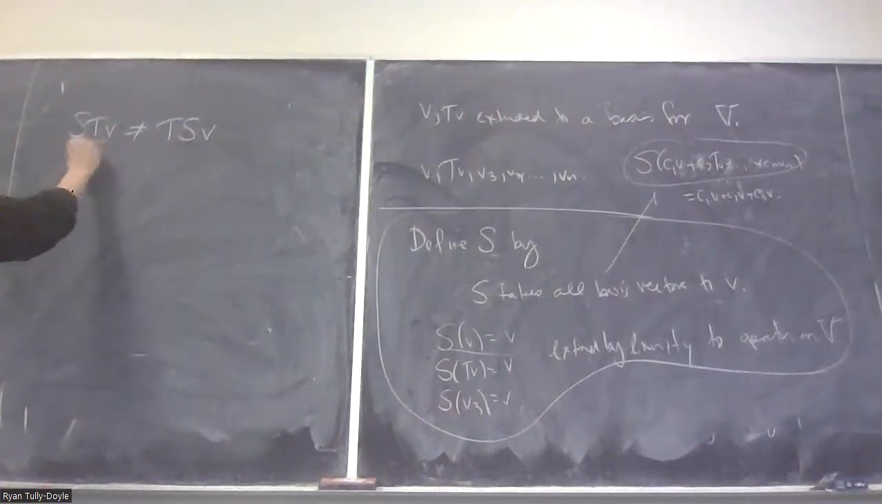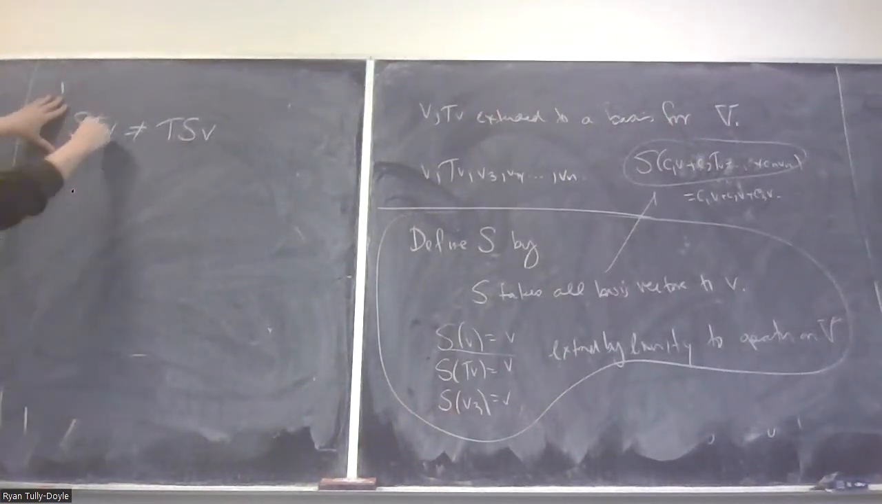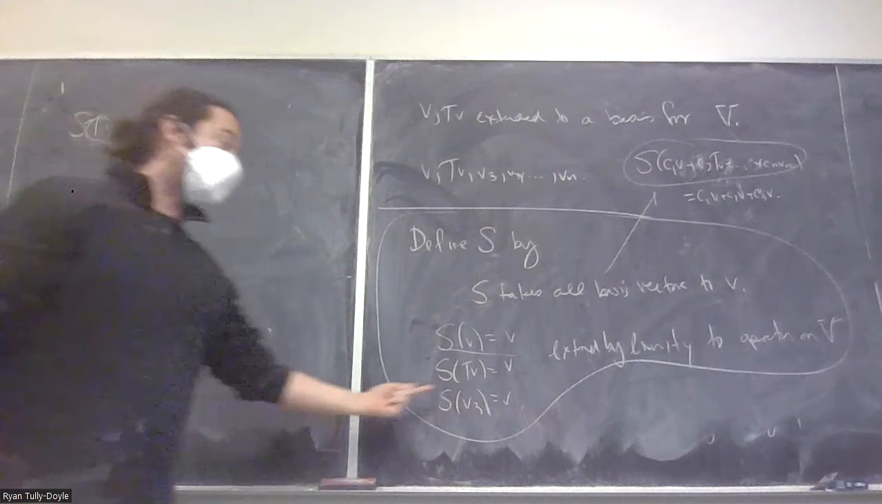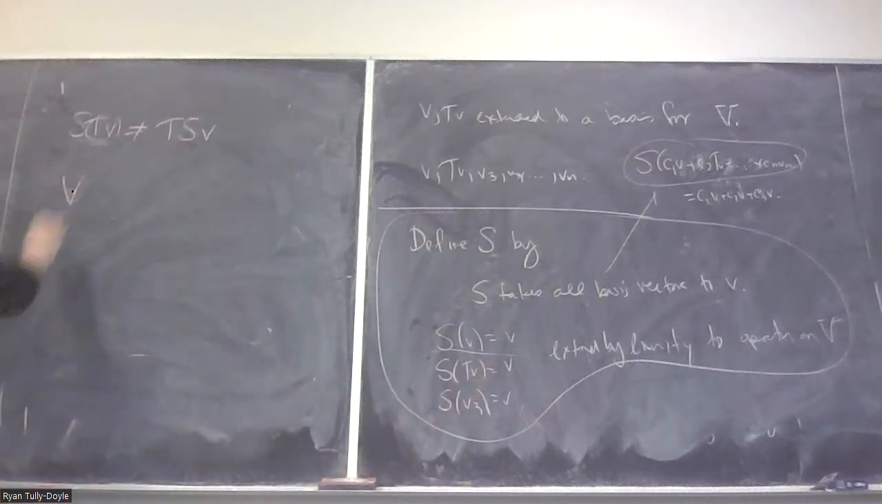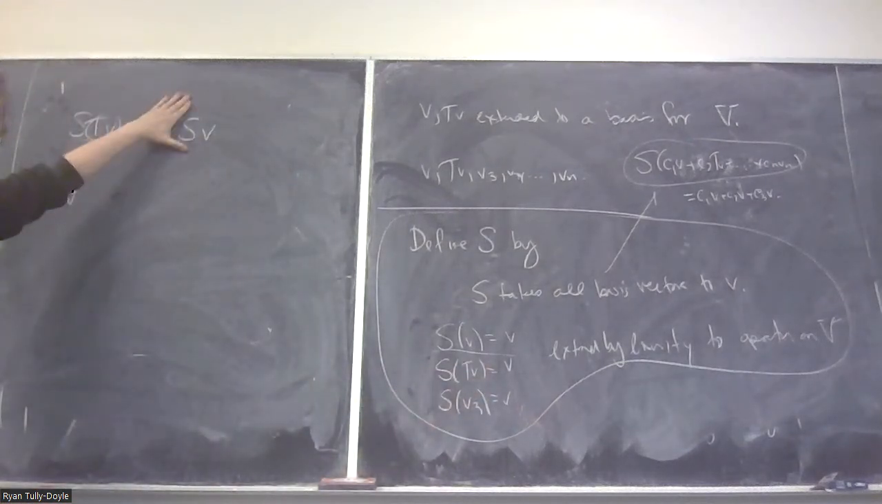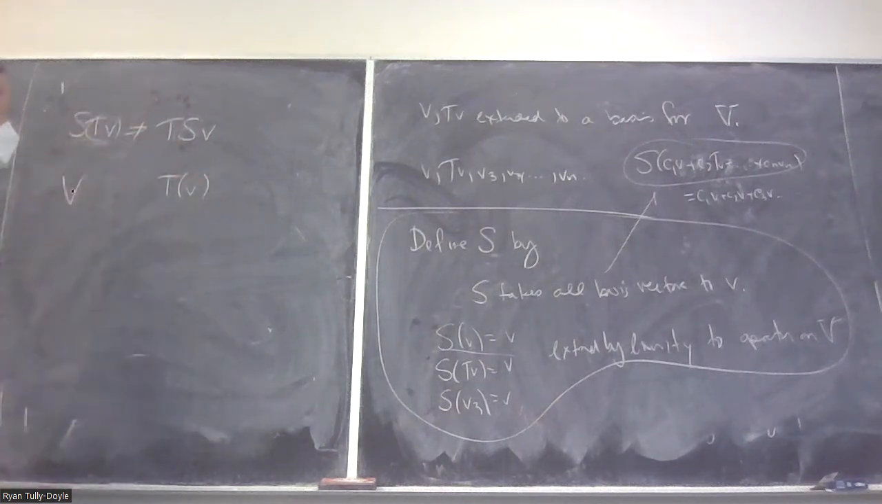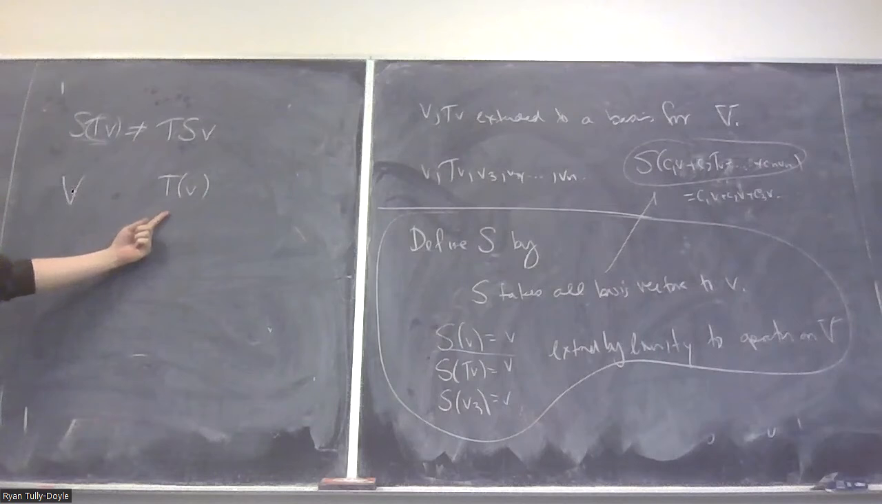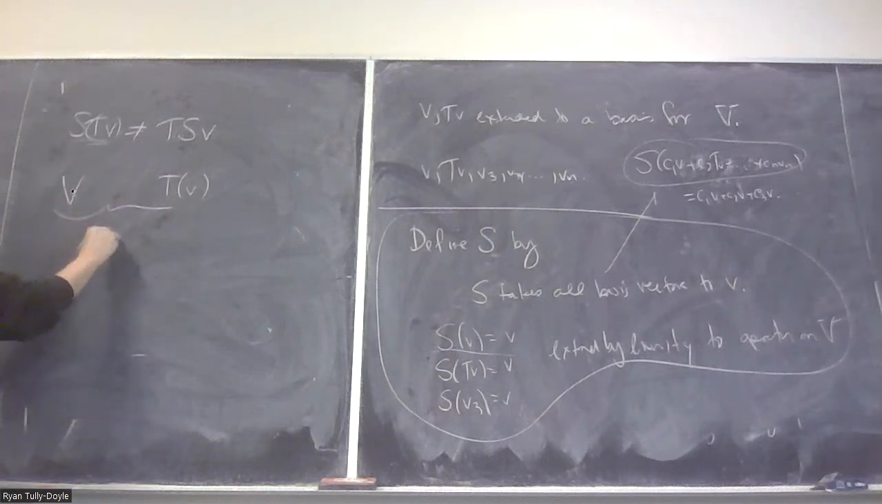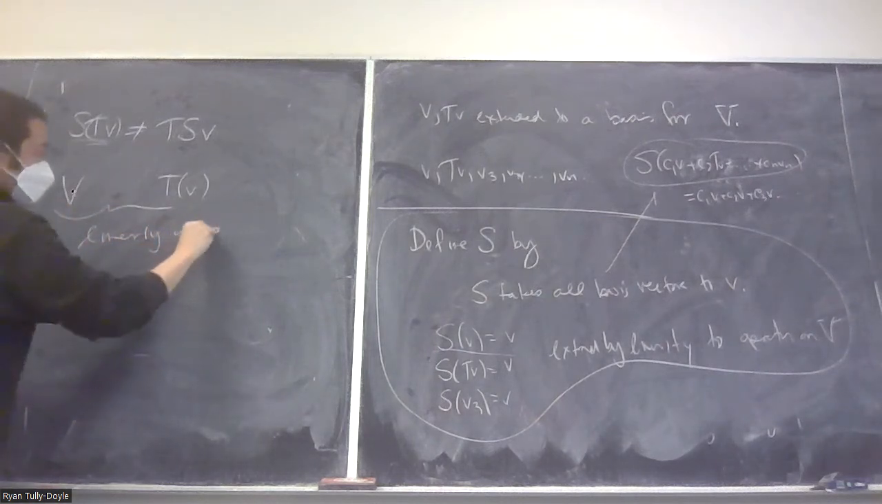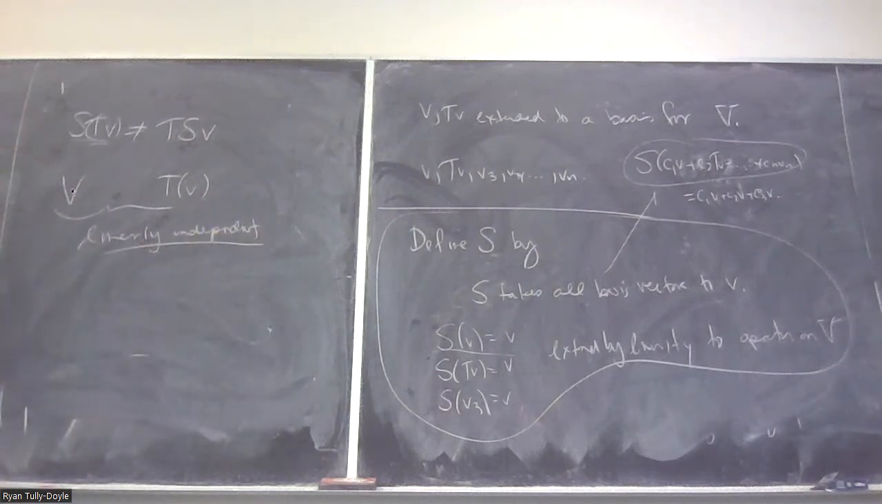Why should you believe that's not true? Well, what is this equal to? What does S do to the vector TV? Well, TV is in the basis. What does it do to it? Sends it to V. What does S do to V? But V and TV are linearly independent. They can't be equal. These are linearly independent vectors. And so ST applied to B is not equal to TS applied to B. And so therefore T cannot commute with all operators.